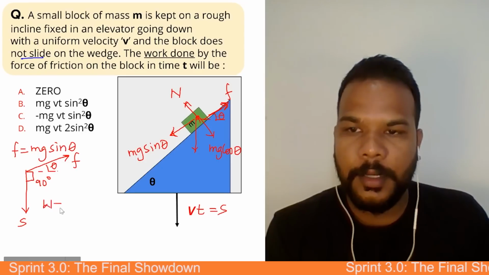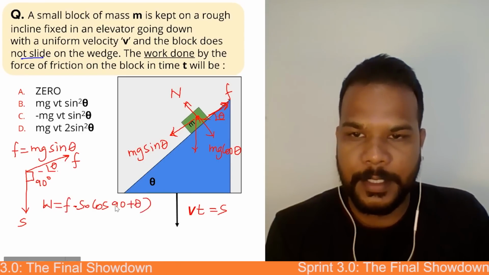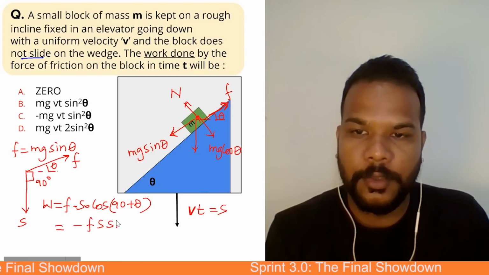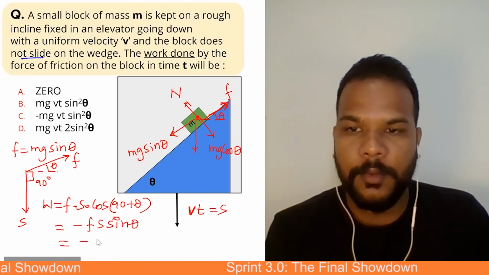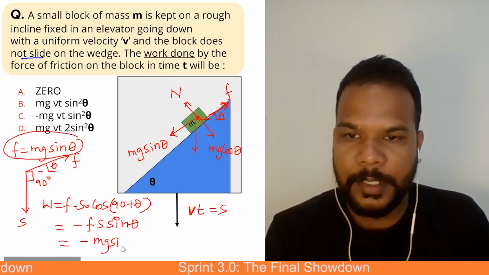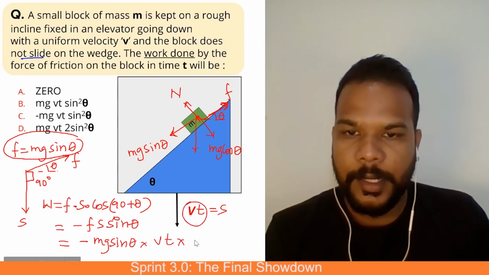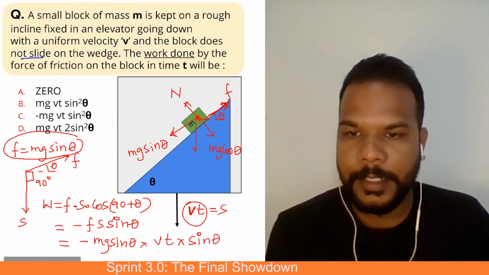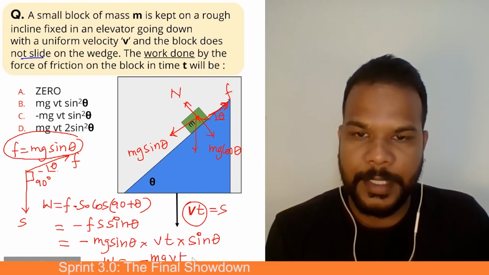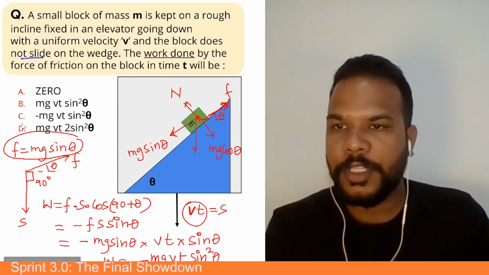Okay, so work done is friction into displacement into cos of theta, which is 90 plus theta in this case, and cos 90 plus theta is minus sin theta. So minus f into s into sin theta is the total work done. And what is friction? Friction का value यहाँ पे लिखा हुआ है mg sin theta. So mg sin theta is your friction force. Displacement यहाँ लिखा हुआ है v into t, and theta sin theta है यहाँ पे. So the total work done comes out to be minus mg vt sin square theta. Minus mg vt sin square theta.